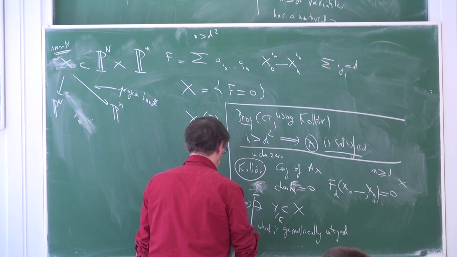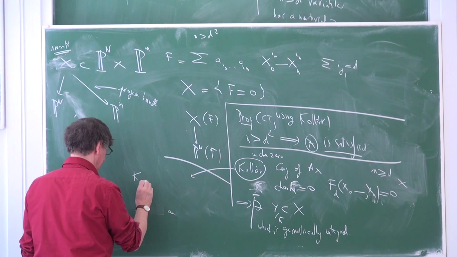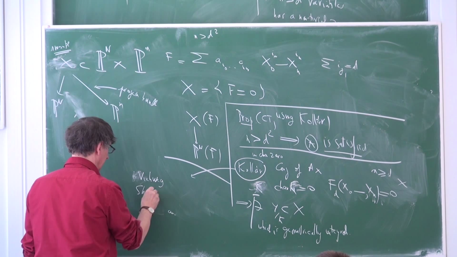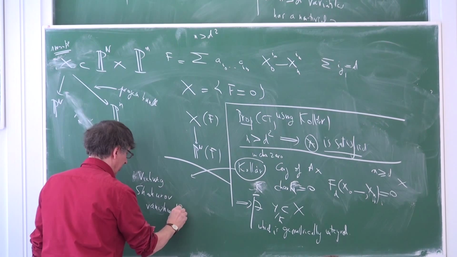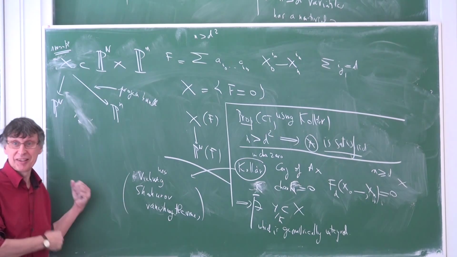And this he used for this Fivag, Shokurov vanishing theorems. So a generalization of Kodaira vanishing theorems. This is over any field of characteristic zero. That's why the restriction to characteristic zero, because it uses things from complex algebraic geometry. And he proved this fact.